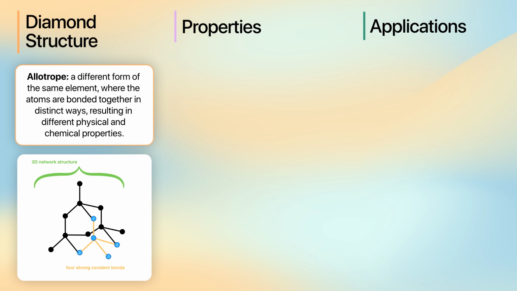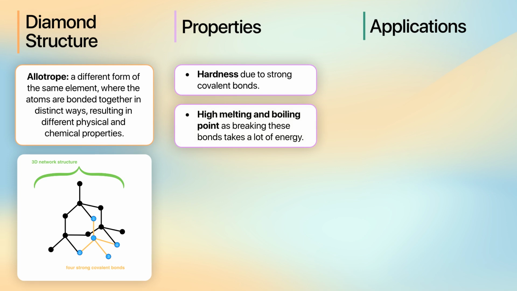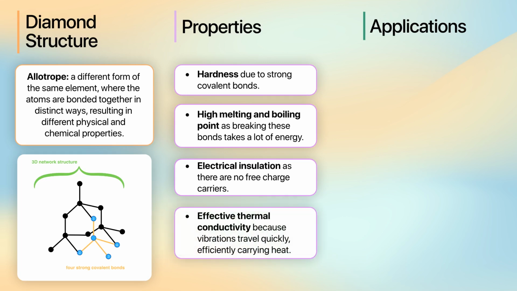Diamond is incredibly hard due to its strong covalent bonds. It has a high melting and boiling point, as breaking these covalent bonds takes a lot of energy. It does not conduct electricity, as there are no free electrons or ions in its structure to carry an electrical charge. Finally, it is an excellent thermal conductor, as the strong bonds and rigid lattice allow vibrations to travel quickly, efficiently transferring heat.